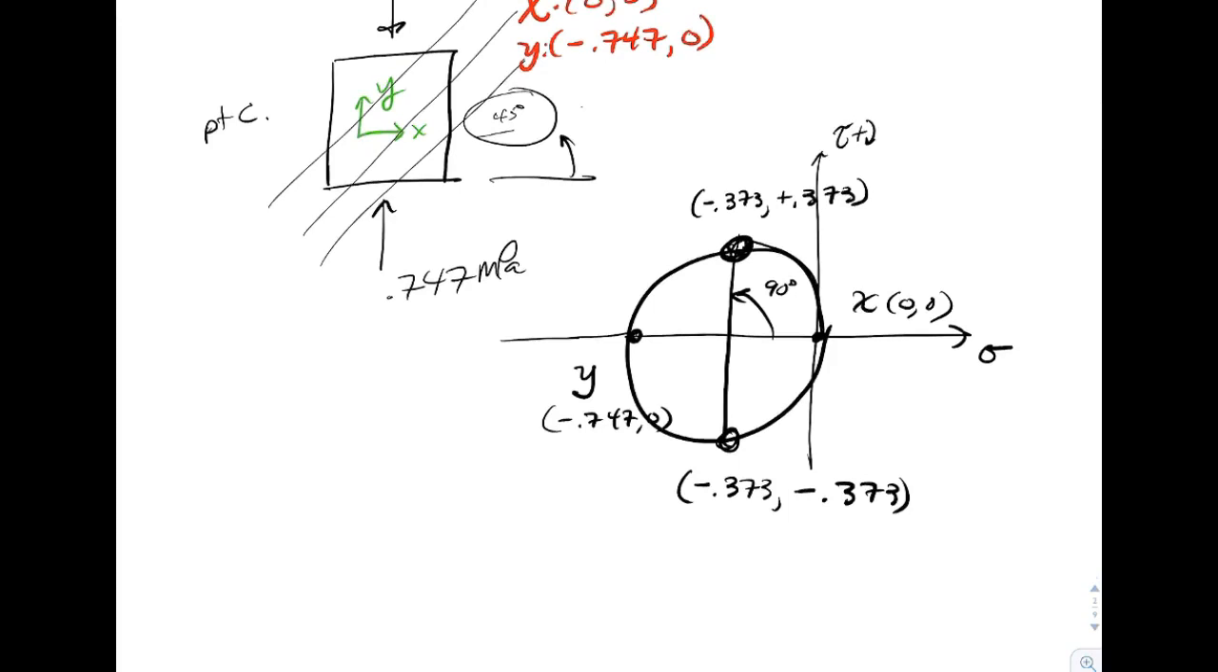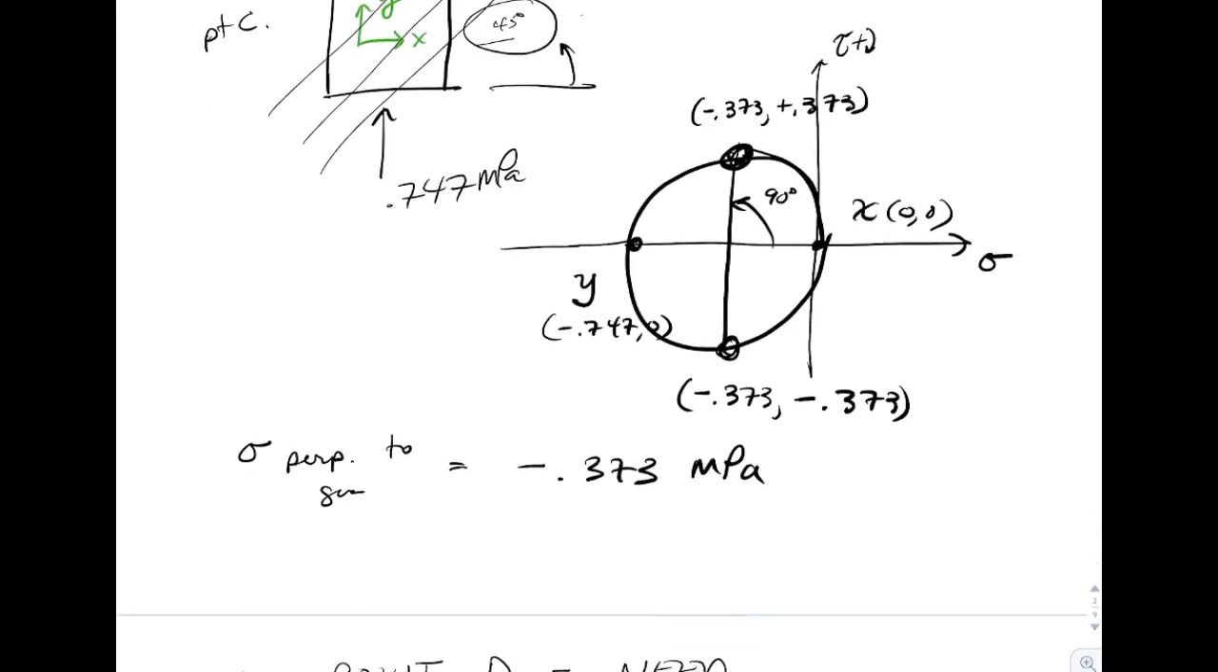So our answer is perpendicular to the grain. That would equal minus 0.373 megapascals. And the shear stress, we would just use the absolute value. So the shear stress would be 0.373.